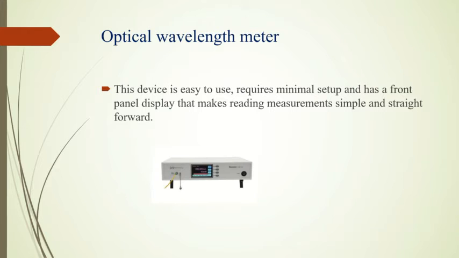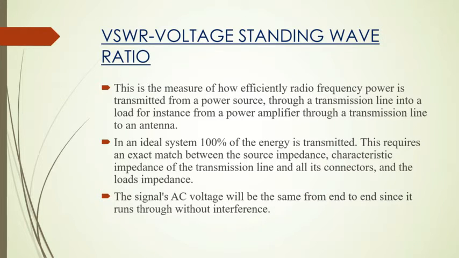This is Prosper taking you to the next one, which is VSWR, the voltage standing wave ratio. As you can see, the subtopic is all about the ratio, so therefore we expect fractions. The definition of the voltage standing wave ratio is how efficiently radio frequency power is transmitted from a power source up to the antenna through a transmission line into a load, for example the power amplifier, and then to the antenna.